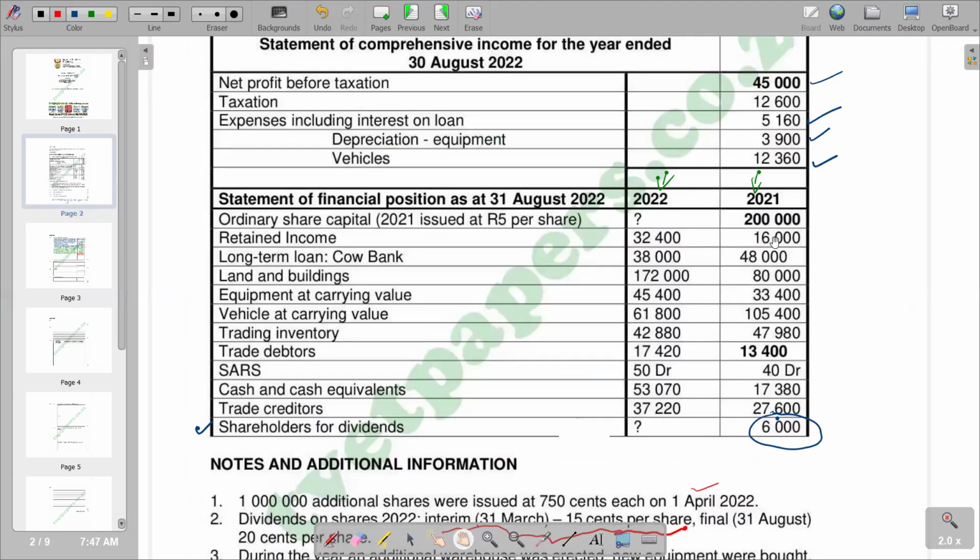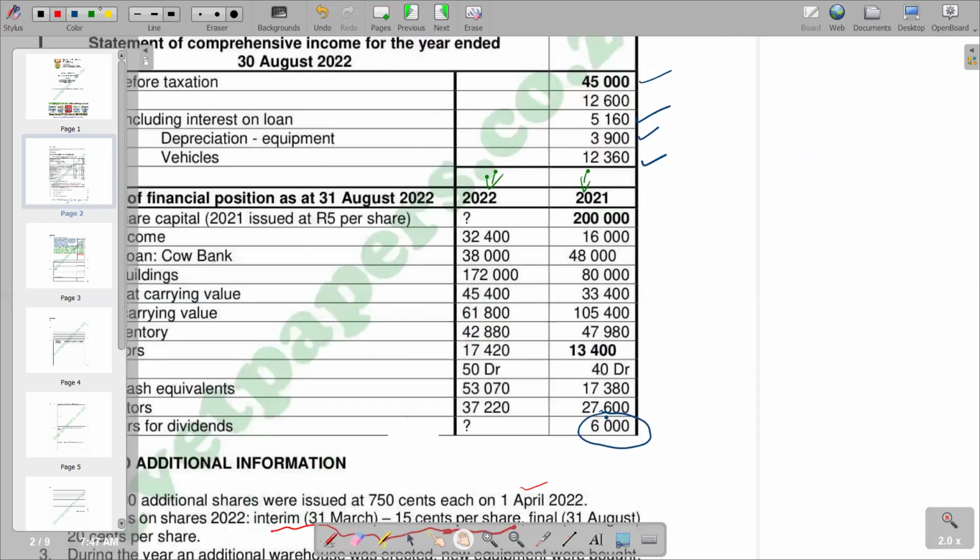We are given information that the value of the shares at the beginning is 200,000 and each share was 5 rand. So to get the number of shares, we divide 200,000, the value, by the value per share, 5 rand per share. And then you get your answer of 40,000. So we have got 40,000 shares at the beginning of the period.